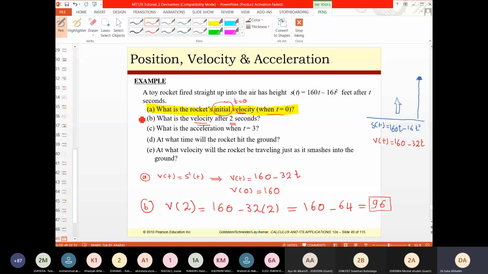Let's see part C of the question. In part C, they said, find the acceleration when t is 3. So I need the acceleration here. The acceleration is the derivative of V, and it is equal to minus 32. Derivative of 160 is 0. Derivative of minus 32t is minus 32. So I'm done with A and B.